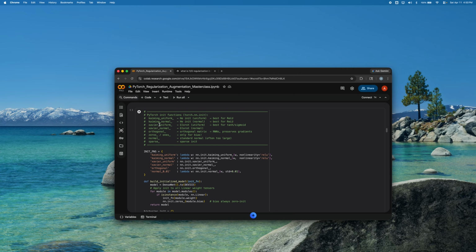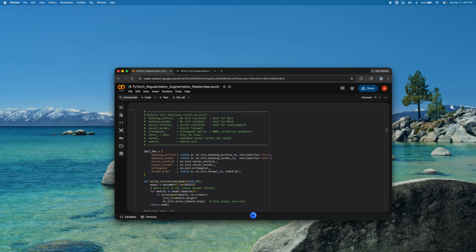Kaiming init, Xavier init, orthogonal, and normal. Kaiming is designed for ReLU activations and it scales the weights based on fan-in, whereas Xavier is designed for tanh and sigmoid activations and it balances fan-in and fan-out. Orthogonal, on the other hand, preserves gradient magnitudes and is popular in RNNs. And the normal is a naive, standard normal random weights and is often too conservative.